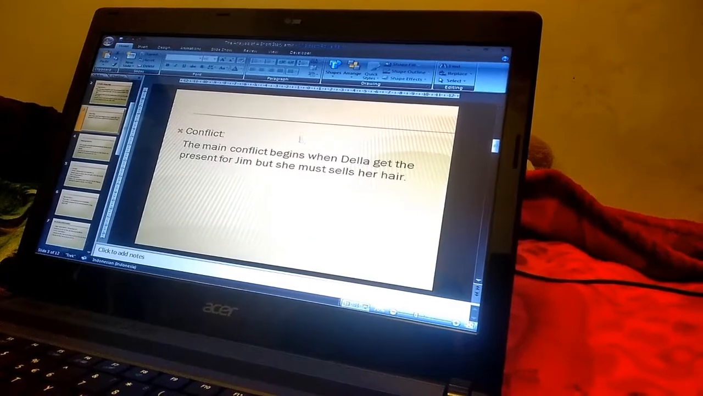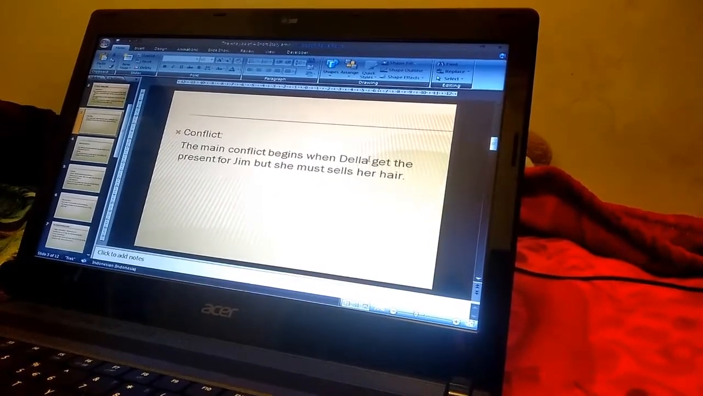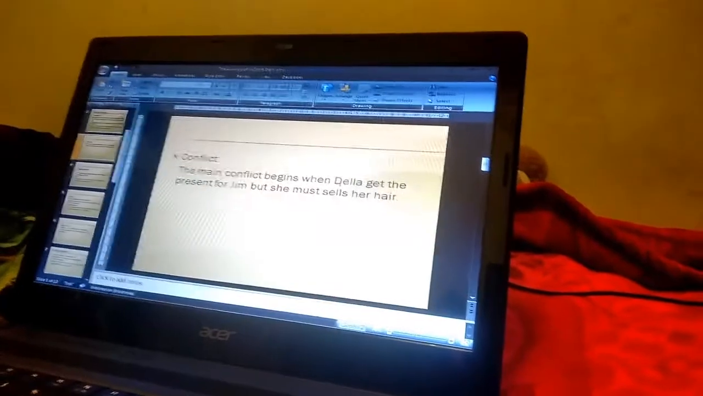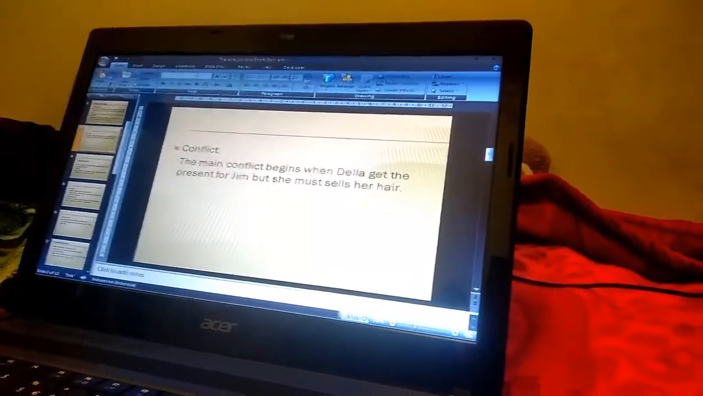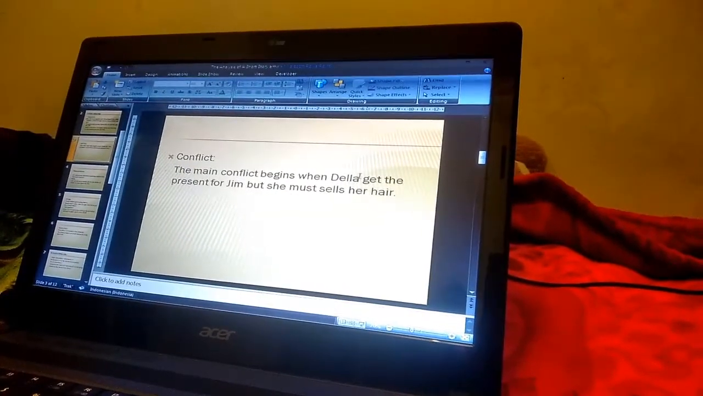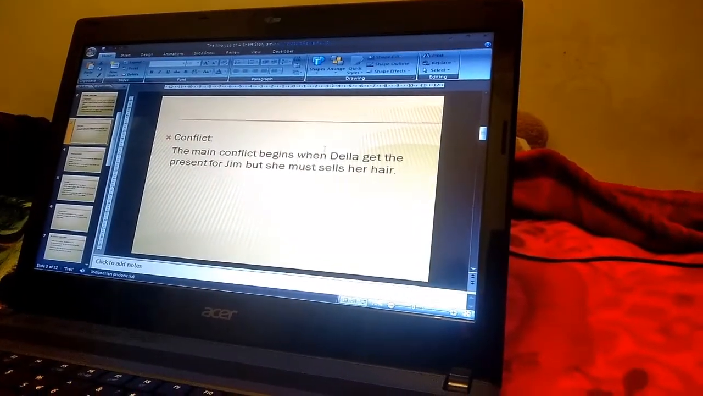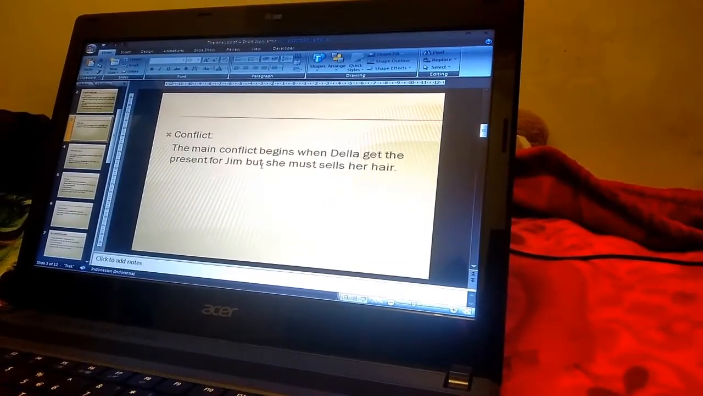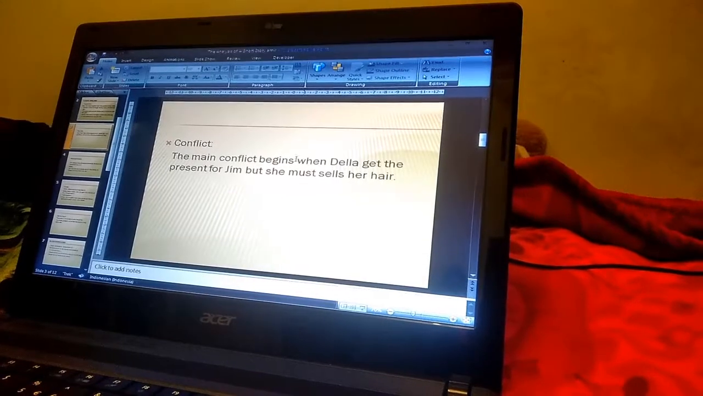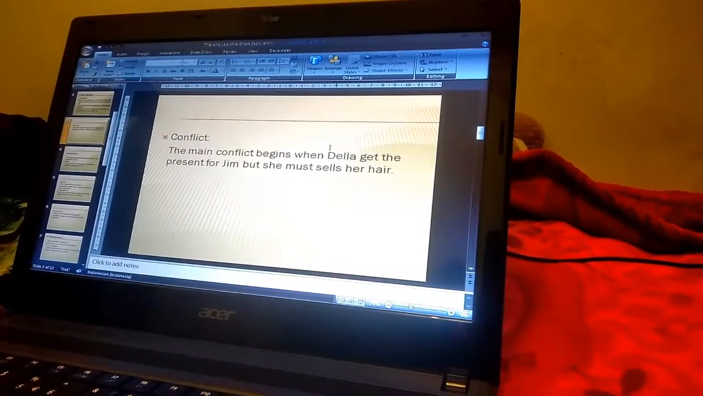Then the main conflict here is when Della is very anxious, because she thinks: will Jim appreciate the gift, or will Jim be angry about Della's hair that has been cut off, so Della will not be beautiful again. So I think this is the main conflict.